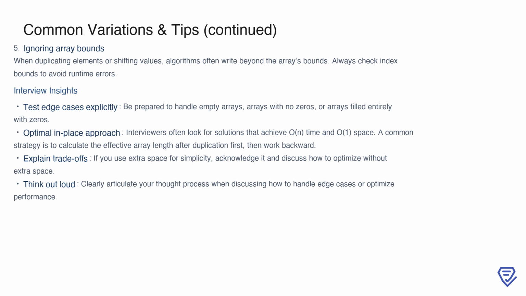A good strategy is to first calculate the effective array length after duplications, then work backward to make changes in place. Additionally, if you use extra space for simplicity, acknowledge the trade-off and explain how you'd optimize the solution for in-place constraints. Finally, always think out loud during interviews. Clearly explain your thought process, especially when addressing edge cases or discussing performance optimizations. This showcases not just your solution but how you approach problem solving.